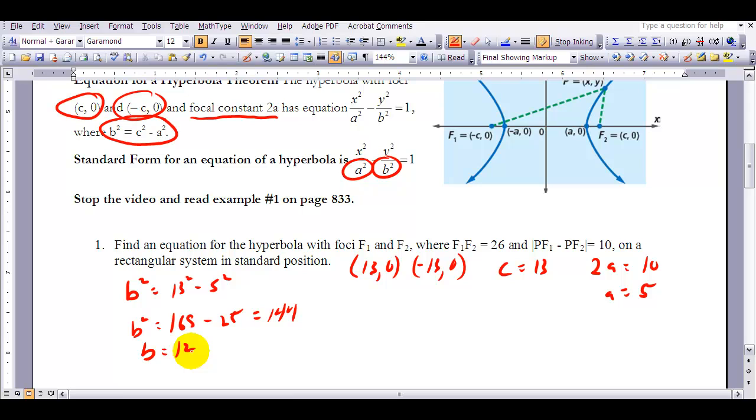So now I know what my a is and I know what my b is, so I'm going to write my equation. So it's going to be x squared over a squared, which is 25, minus y squared over b squared, which is 144, is equal to 1.